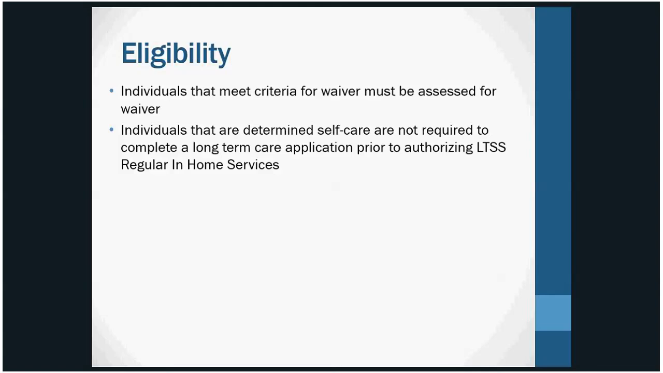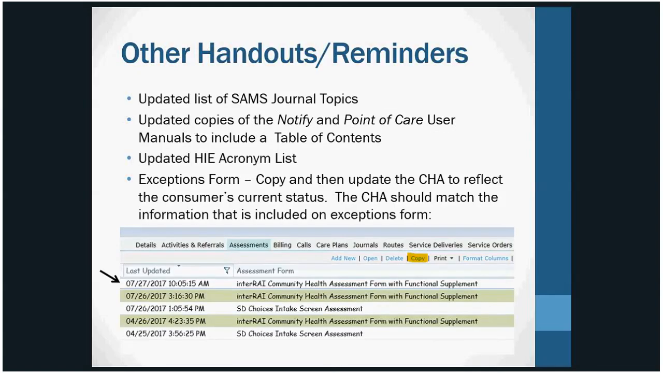Okay, I am going to pass on to Leslie then for the rest of the handouts and reminders. Yeah, just a couple more things here. We didn't really review it on the webinar today, but within your webinar materials, you did receive an updated list of SAMS journal topics. Through the waiver review committee and the supervisor meeting, it was decided that we needed to combine some and reduce the number of SAMS journal topics you have to choose from, to make choosing your journal topic and documenting a little bit easier. You have that in your handouts today.